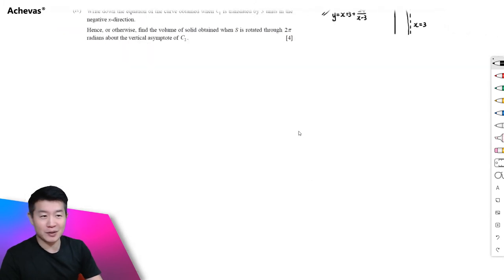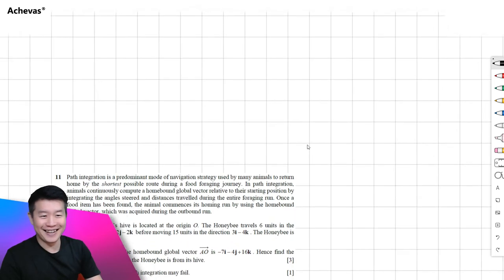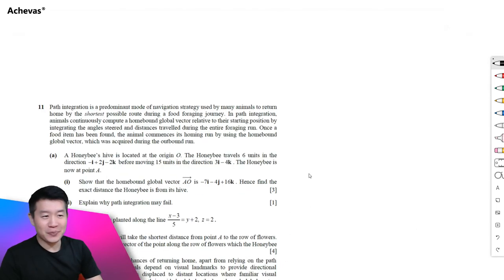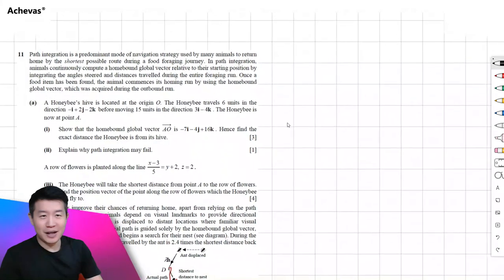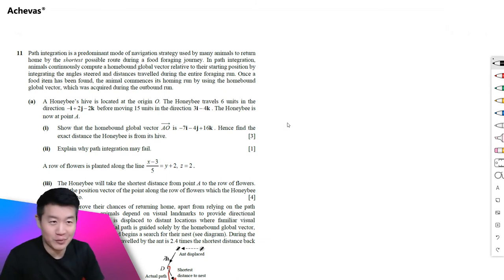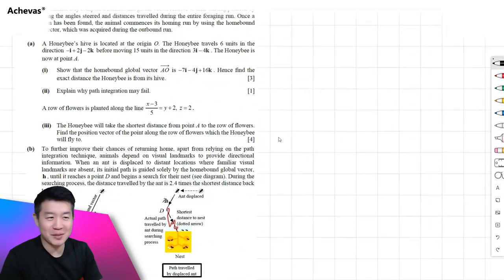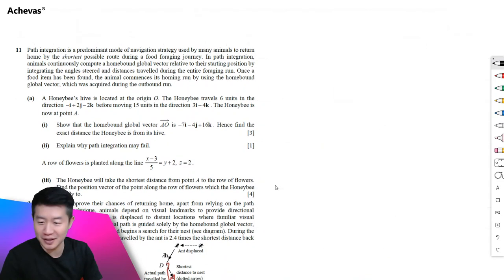You know why I like it? Because when I was in university, my final year project was about ants. I was trying to do research on the way ants move, and then I was trying to implement it on some robots. So when I see this, it just reminds me of something that I researched about in university. Okay.